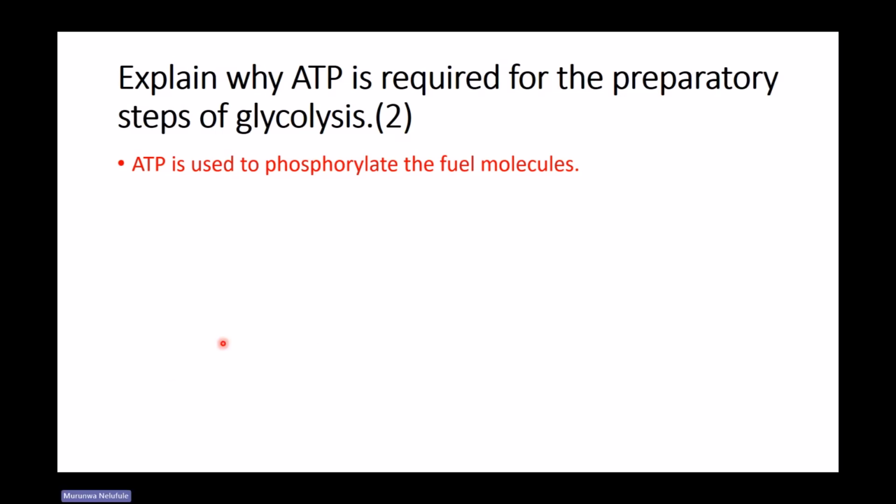Explain why ATP is required for the preparatory step in glycolysis. ATP is used to phosphorylate the fuel.